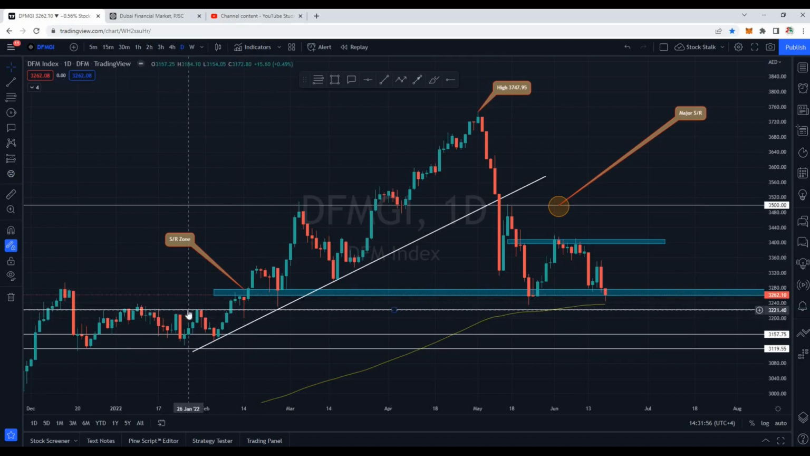This was the place where it crossed the resistance of 3,220, and from here we are seeing market is respecting this trend line again and again. It's been making higher highs and higher lows. This zone right here is very important for the market. Let us mark here. This is a strong resistance and support line.